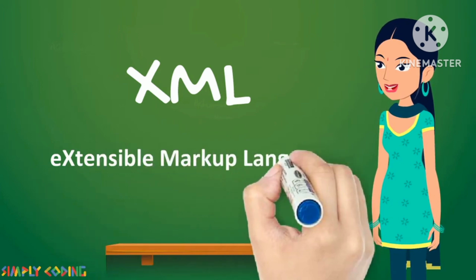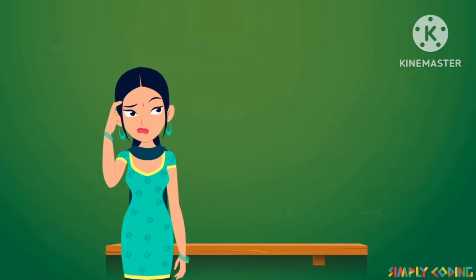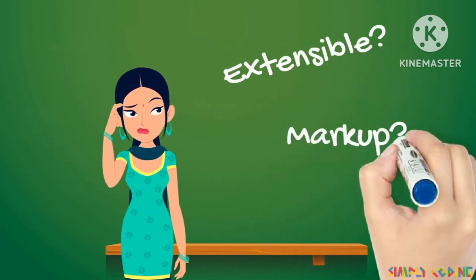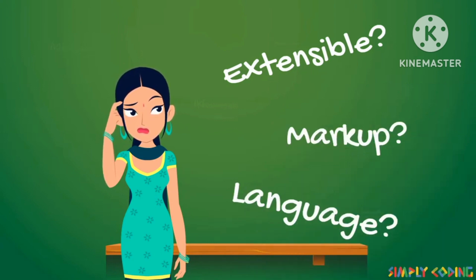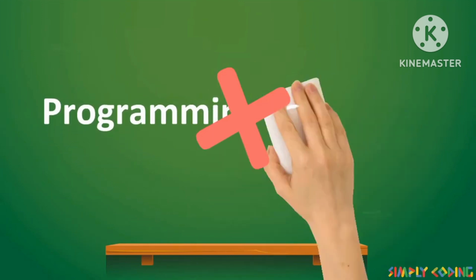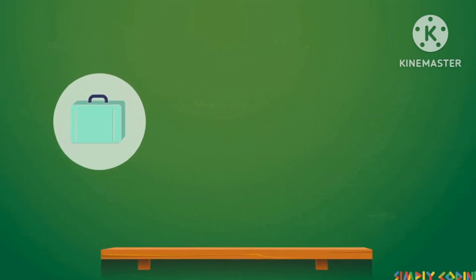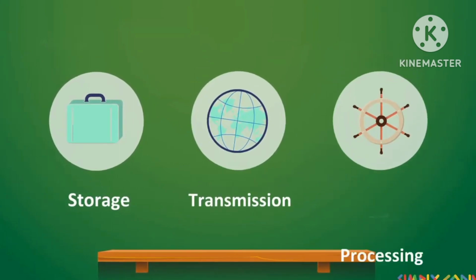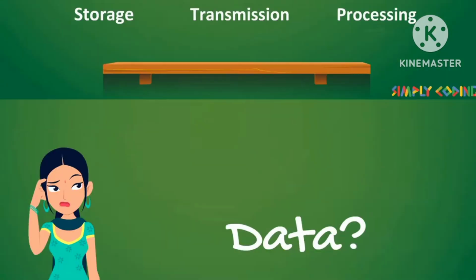In this video we are going to discuss XML. So what is XML? XML is extensible markup language. We have three questions: what is extensible, what is markup, and what is language. Actually, XML is not a programming language. It is a markup language. It is mainly used for storage, transmission, and processing of data.